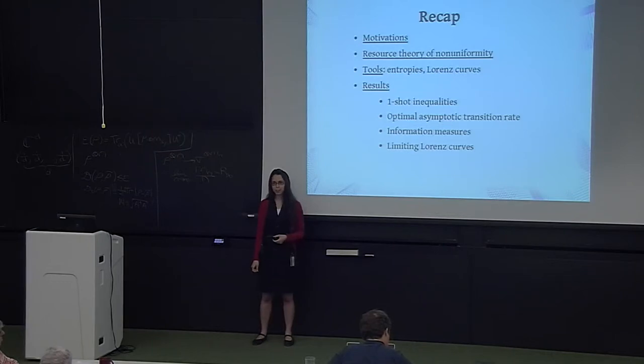We've seen that quantum information offers useful tools for analyzing thermodynamics. The tools that we use are the resource theory framework and informational entropies. We focused on the resource theory of nonuniformity, which models simple thermodynamic systems that have trivial Hamiltonians. The tools that we used are the Lorenz curve and the smooth single-shot entropies. Our main results are single-shot inequalities, conditions under which noisy operations can and cannot transform some state rho into some sigma tilde. We recovered and generalized a known optimal asymptotic transition rate. We studied and defined information measures, and we quantified limiting Lorenz curves.